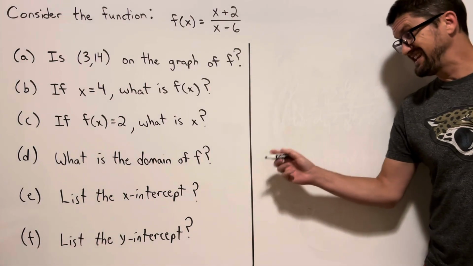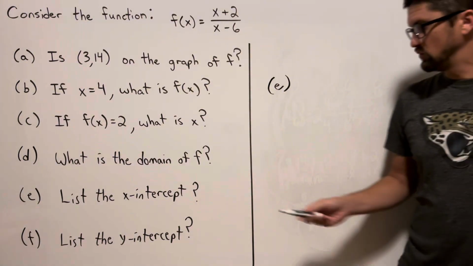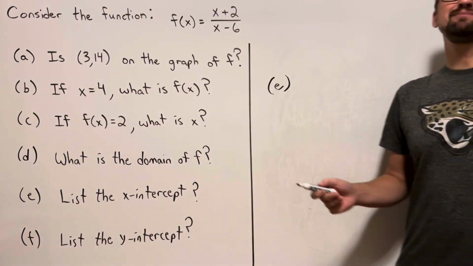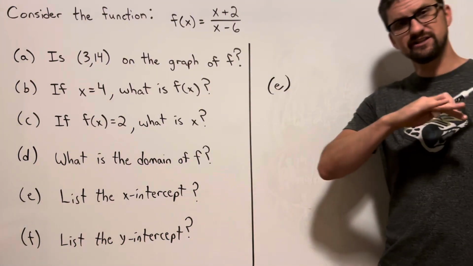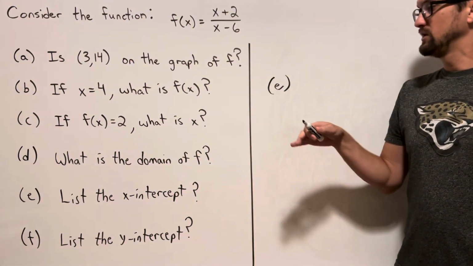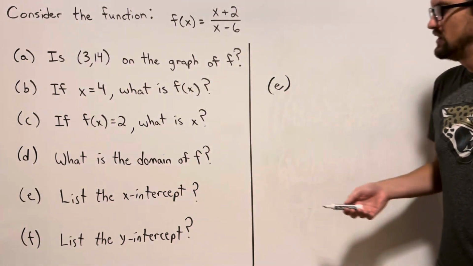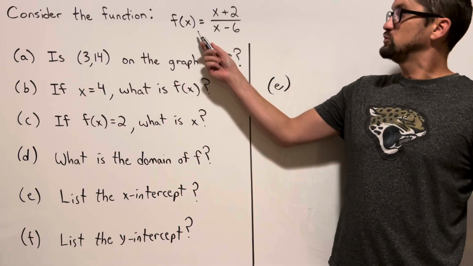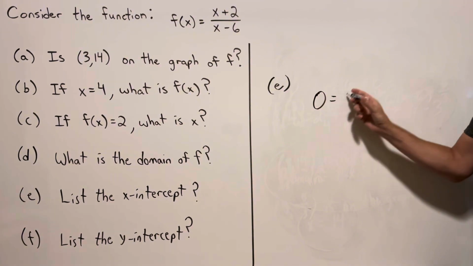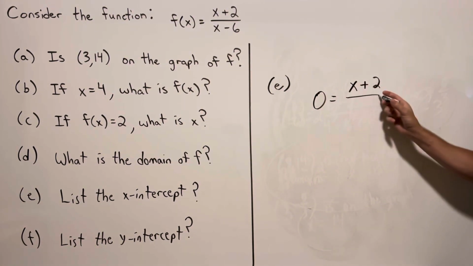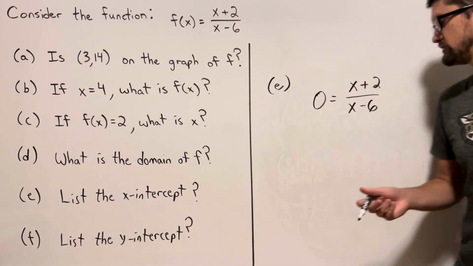For part E, it wants us to list the x-intercept. The x-intercept is when the y value is 0. On the x-axis, the y is 0. The y values are the same as the function values. So to find the x-intercept, I'm going to replace f of x with 0. So I have 0 equals x plus 2 over x minus 6. And I just solve this for x, and that will give me the x-intercept.